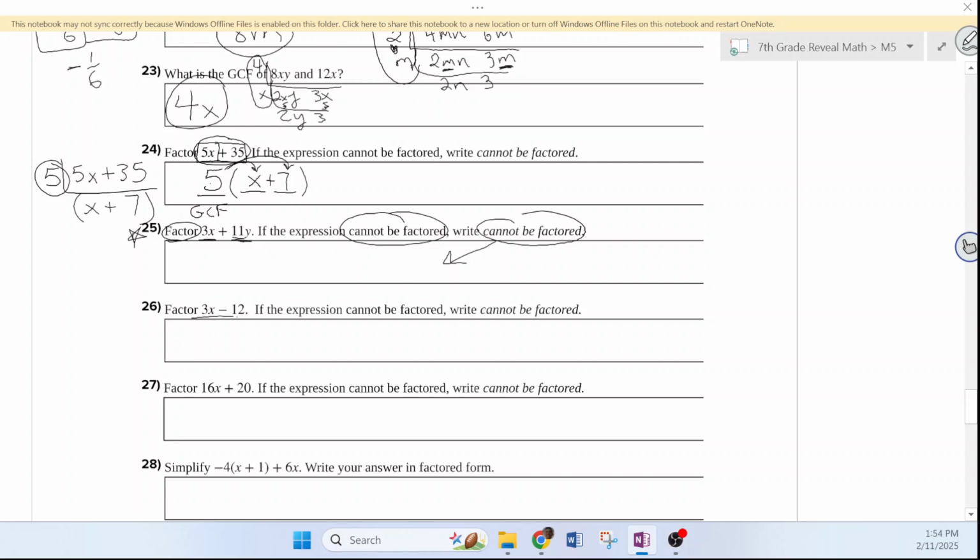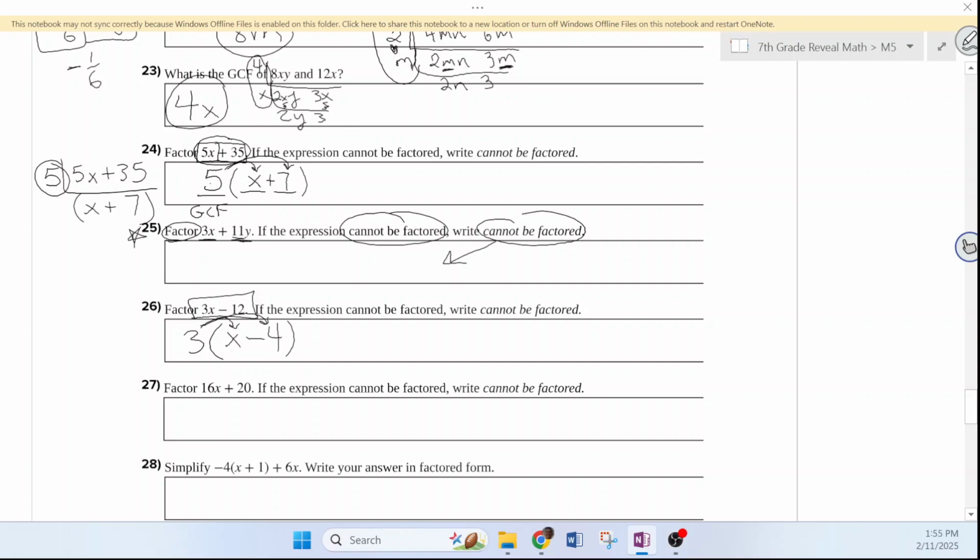Okay, let's try 3x minus 12. What goes into 3 and 12? 3. And what would we have to distribute to get it back to be 3x minus 12? Okay, well this would have to be an x, and this would have to be a minus 4. Test it out. 3 times x is 3x. 3 times minus 4 is minus 12.